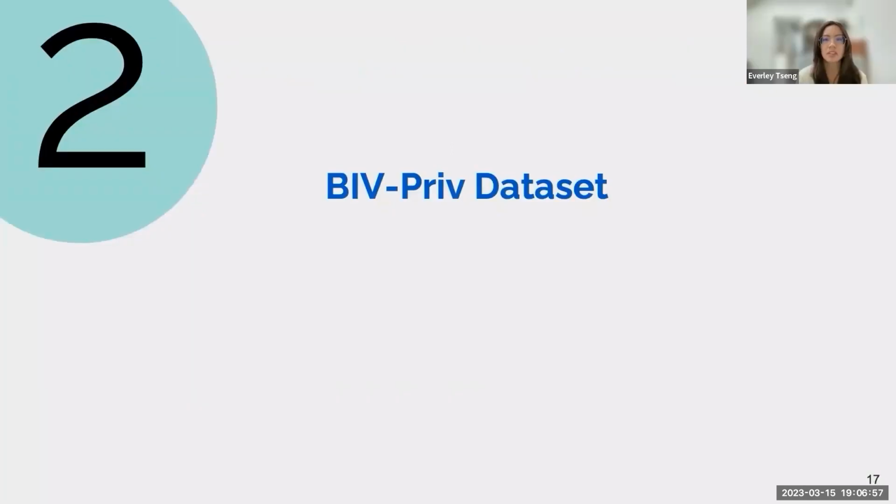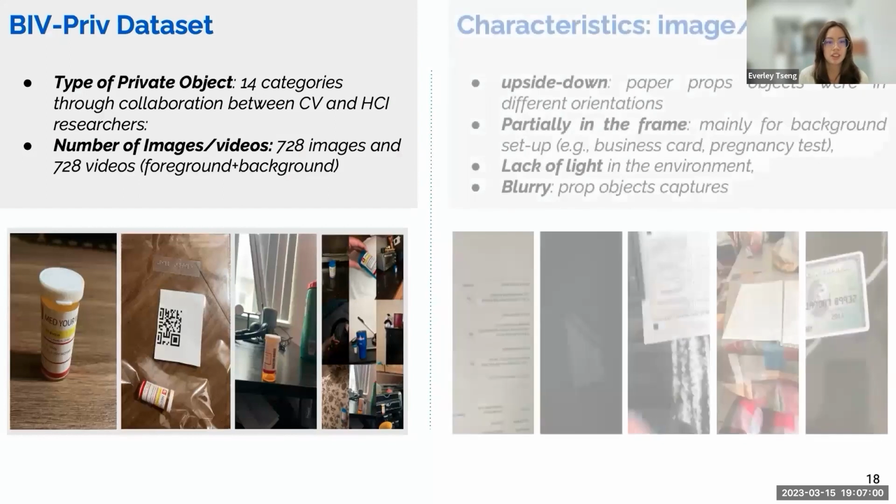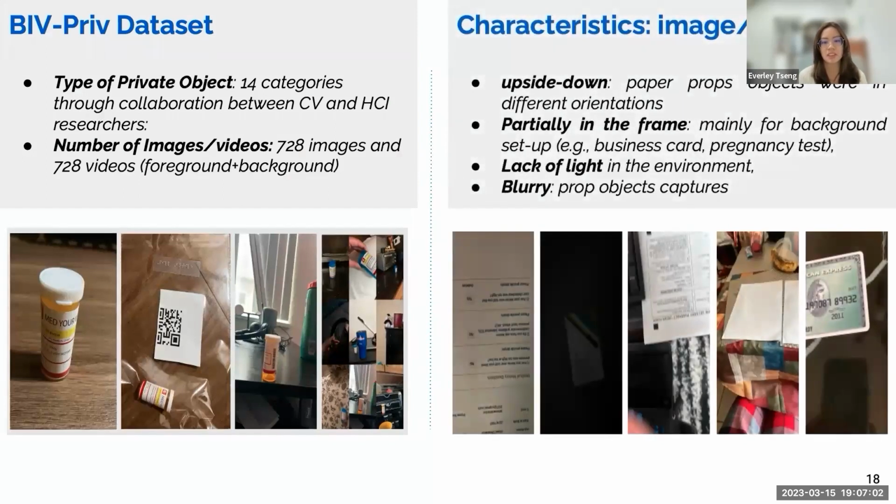So now we would like to talk about the data set itself. Eventually, we were able to collect 14 object categories with a total of 728 images and 728 videos captured by 26 participants. All videos are at least 20 seconds long. We are able to observe some features in the data, such as upside-down papers, objects partially in frame, some lighting issues, and blurriness. These interesting features are unique to data collected by blind users.